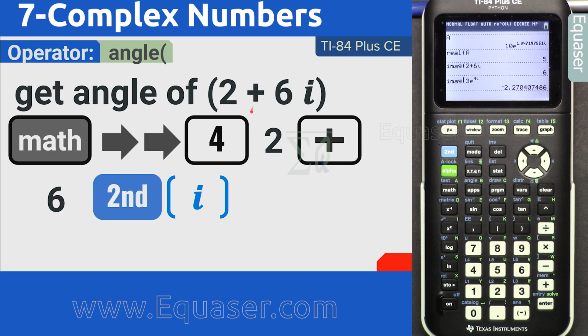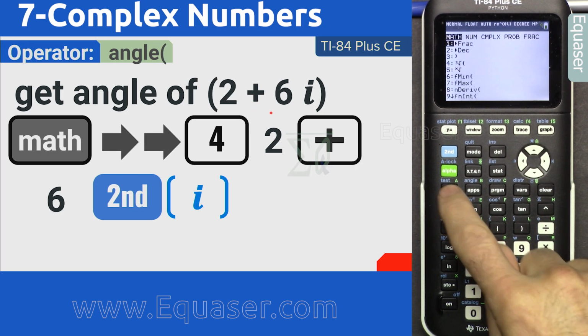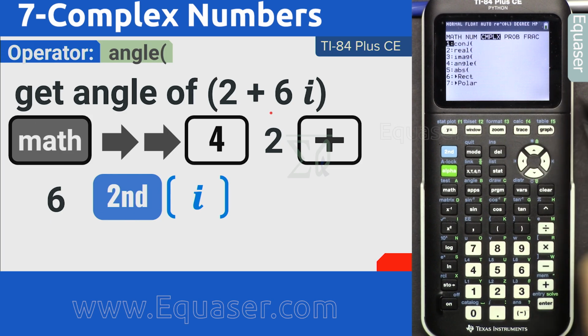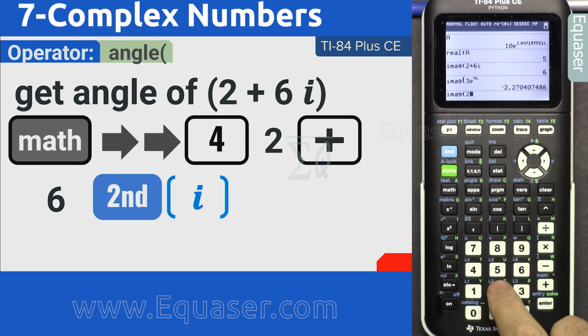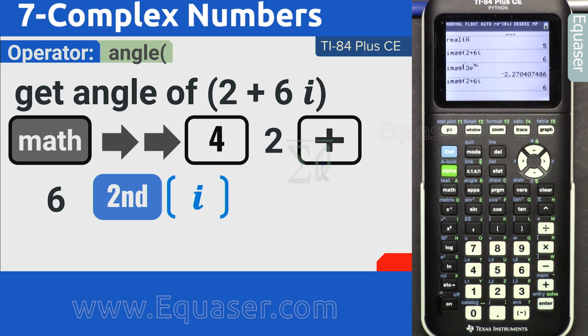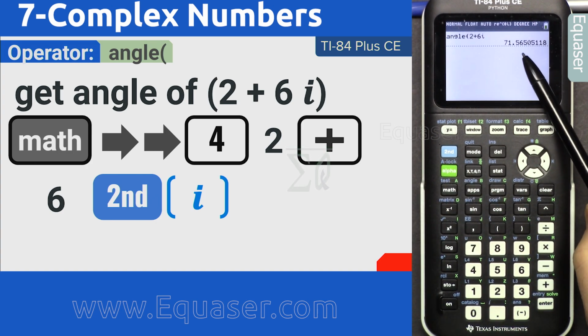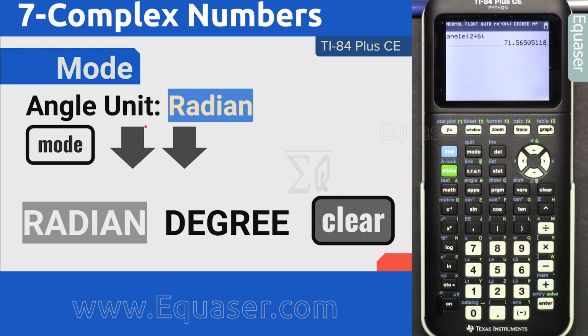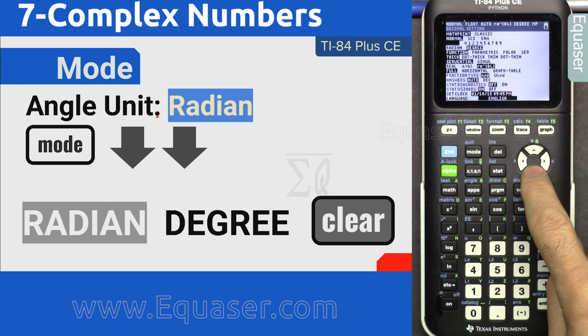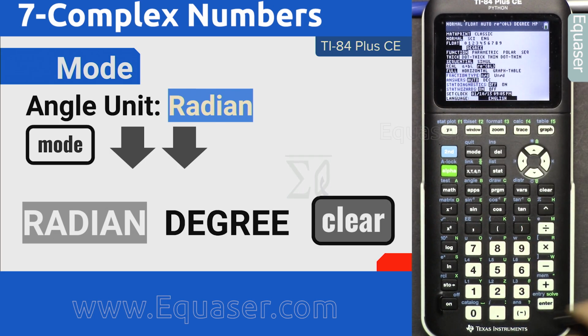Now let's get the angle of 2 plus 6i: math, complex, 3, and then 2 plus 6, second function, i. And let's press math, 4, angle, 2 plus 6, second function, i, and the angle is 71.565 degrees. Now let's set the unit back to radian, second function, go to radian. Radian is highlighted, enter, clear.